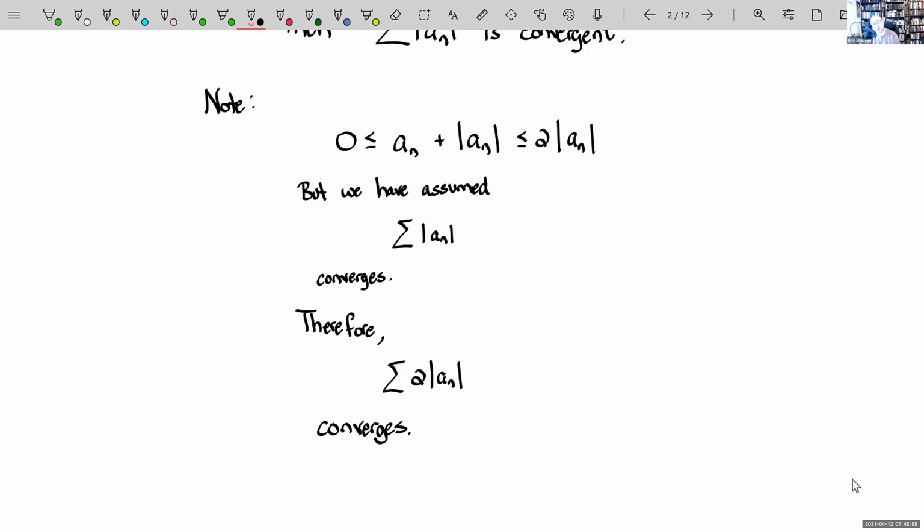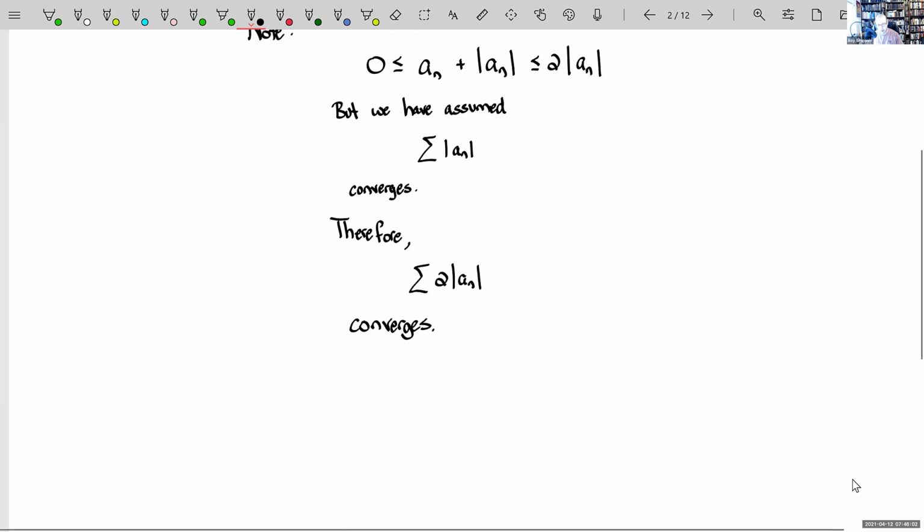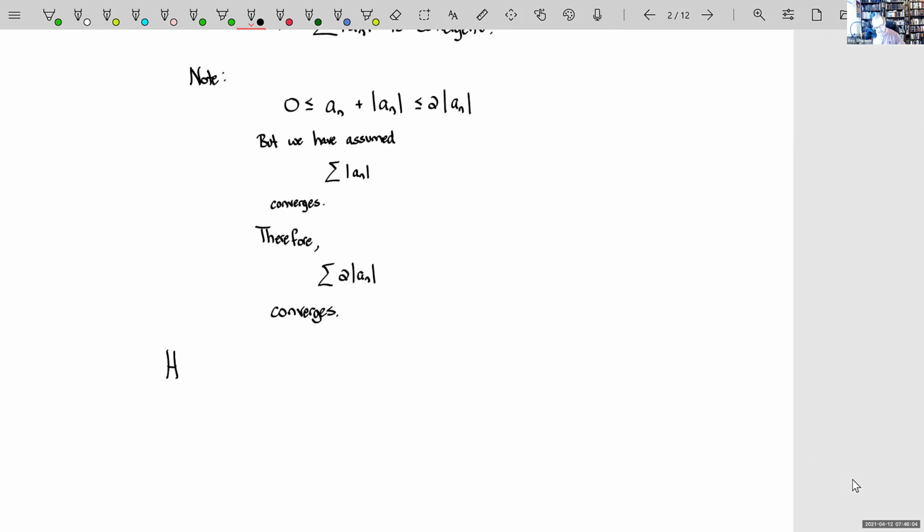Now, this alone does not finish the proof. We have a little bit of extra work we need to do here. So I'm going to go ahead and say it this way. Hence, the summation a sub n can be written as the summation of a sub n plus the absolute value of a sub n minus the absolute value of a sub n.